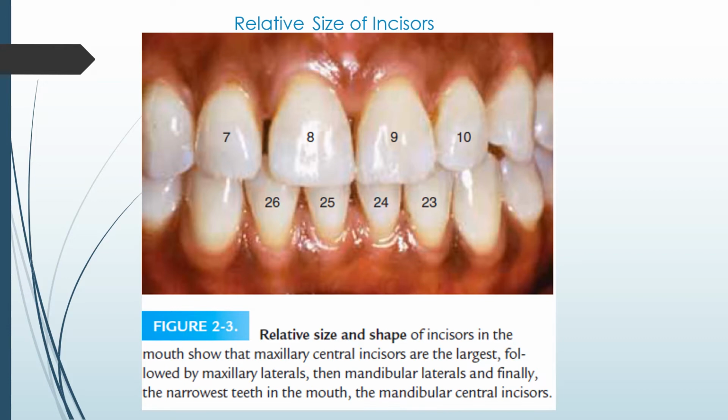Now, if you just look at the relative sizes of the incisors, the largest of all of the incisors is the maxillary central incisors, shown here by the numbers 8 and 9. And then it is followed by the maxillary lateral incisors, shown here by the universal numbering system as 7 and 10. And of the four mandibular incisors, if you compare and contrast them in terms of their size, the mandibular lateral incisors are larger as compared to the mandibular central incisors, and the mandibular central incisors are actually the smallest of all of the incisors, and not only in the crown and root, but in all dimensions.